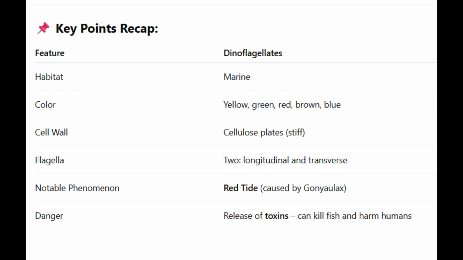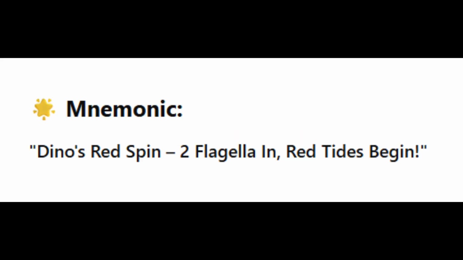Key points recap. Feature: dinoflagellates. Habitat: marine. Color: yellow, green, red, brown, blue. Cell wall: cellulose plates, stiff. Flagella: 2, longitudinal and transverse. Notable phenomenon: red tide, caused by Gonyaulax. Danger: release of toxins, which can kill fish and harm humans. Mnemonic: Dino's red spin, 2 flagella, in red tides begin.